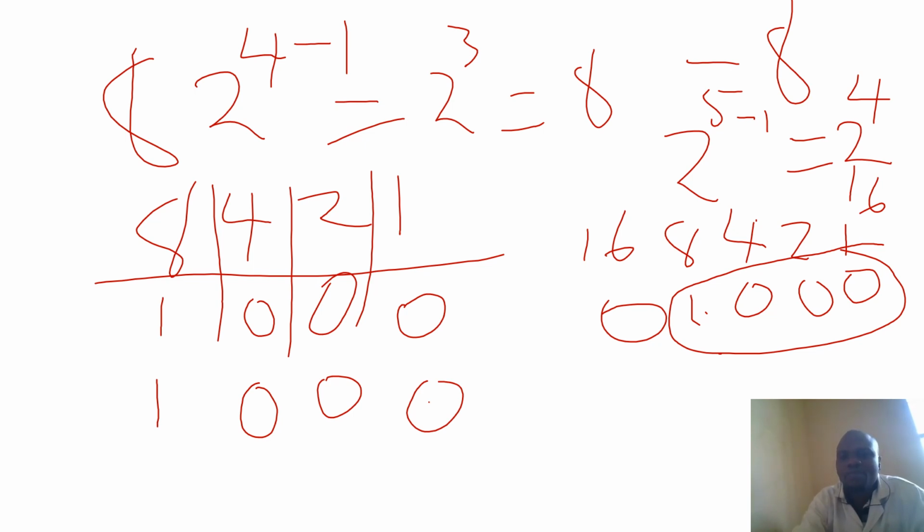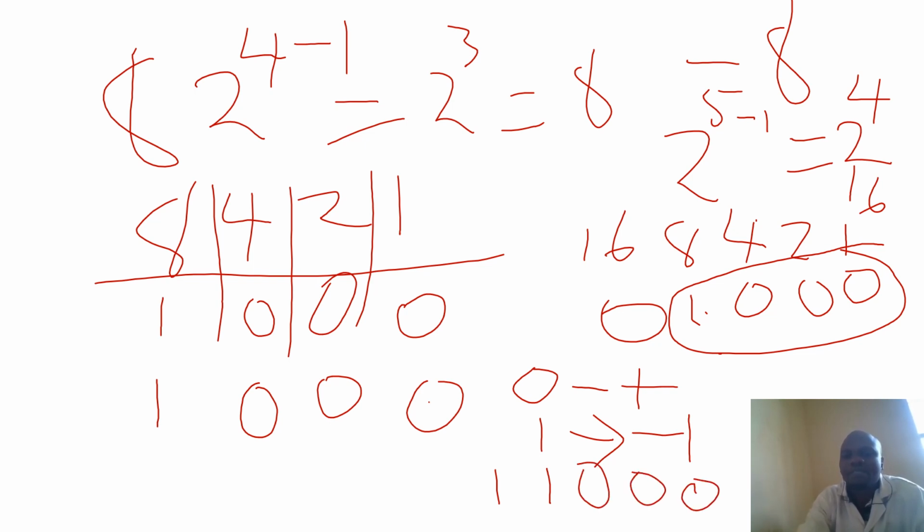So if I was to represent negative 8, remember 0 in this position represents a positive, and 1 represents a negative. So instead of this, I'll have 1, 1, 0, 0, 0, and that one is equivalent to negative 8.